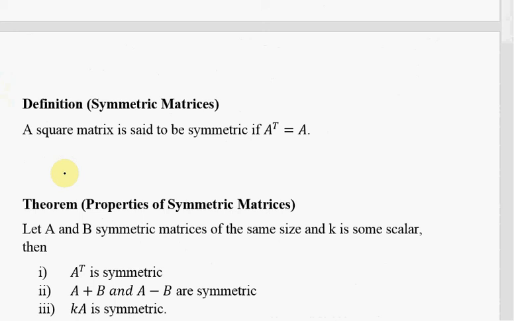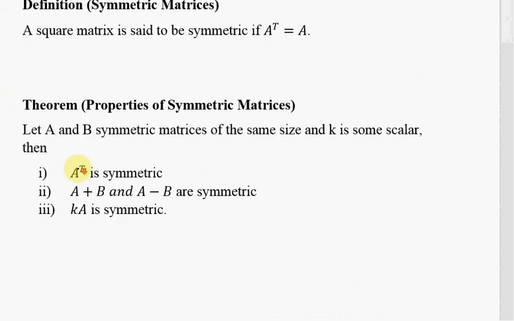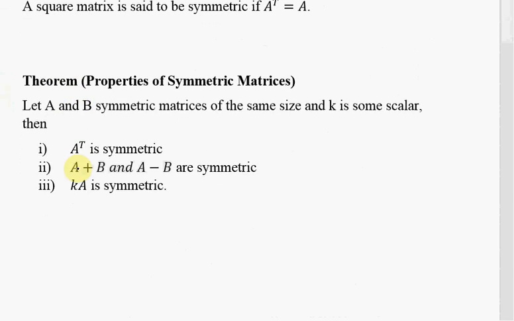There are three properties that coincide in terms of basic operations for symmetric matrices. Here we're given that A and B are symmetric matrices of the same size, and K is some number. Then A transpose is also symmetric. Interesting. Because how do you know that? Because you're given that A is symmetric. That's the key. I'm given already a symmetric matrix.